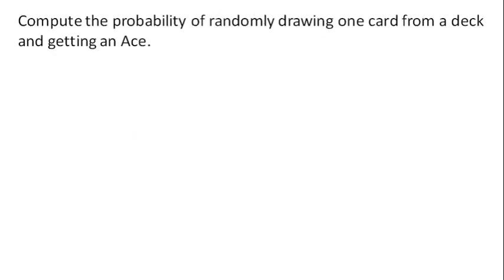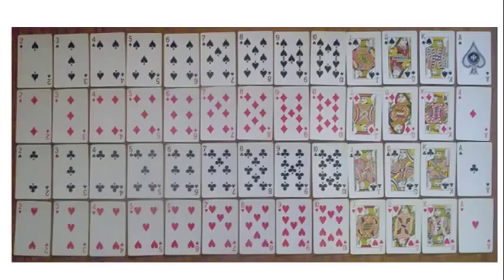Let's find the probability of randomly drawing one card from a standard deck of cards and getting an ace. Now, if you're not familiar with the deck of cards, here's what they look like. There are four suits. This top one is called a spade, and then diamonds, clubs, and hearts. There are the numbers 2 through 10. An ace, which sort of corresponds with a 1. And then these three are called face cards, the jack, the queen, and the king.